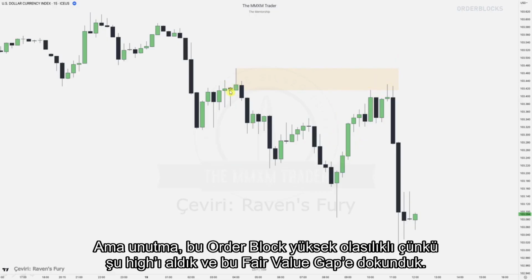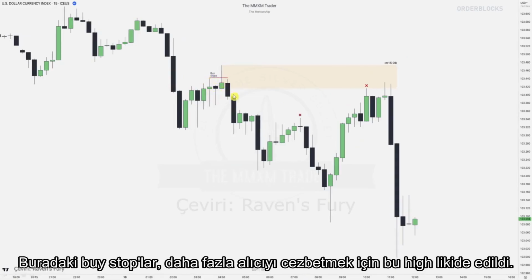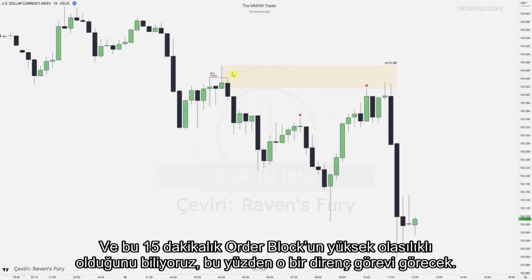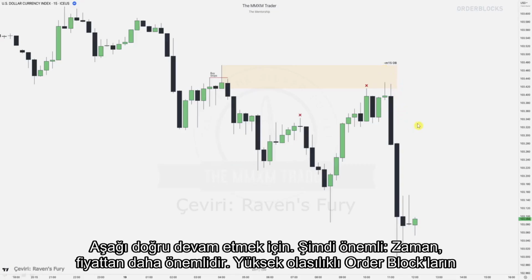But remember, this order block is high probability because we raided this high over here and we tapped into this fair value gap. Buy stops over here. We raid this high, inducement for more buyers. We raid this high, inducement for even more buyers. This 15-minute order block we know is high probability, so it will act as a resistance. And you can see price action taps into that order block and uses this as a resistance to continue down lower.